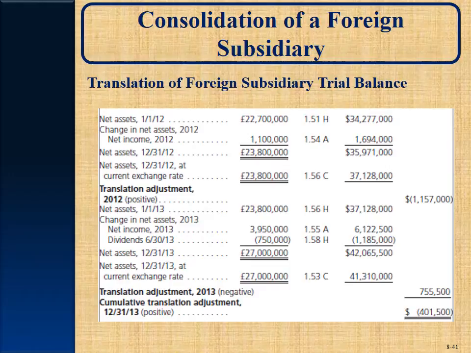Okay, now we start the next year with the net assets at $37,128,000. We add to that the net income, because they've already been written up essentially to 1,157,000, and add average net income for the year. Like I said, under the current exchange rate, you could take net income in terms of the foreign currency and translate it just by using the average exchange rate for the year.